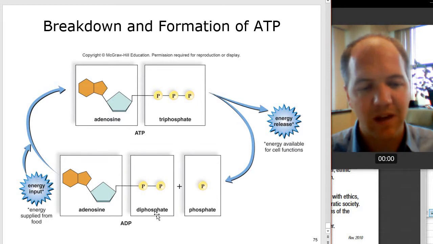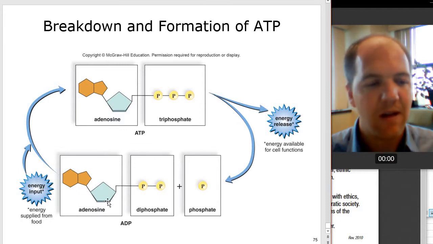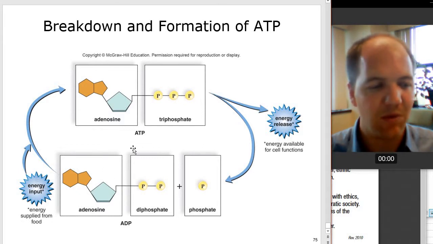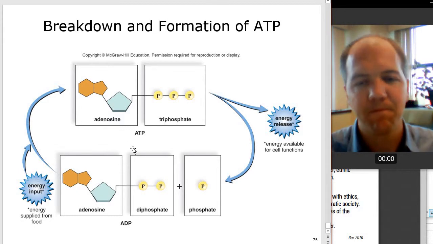ATP is broken down to ADP plus phosphate. So ADP, meaning adenosine diphosphate, 2 phosphate groups, and then an extra one here. That releases energy. Our body can then take energy from the food we eat and rebuild ATP, put that energy back into those bonds, and then we can use ATP again for the things we need to do.